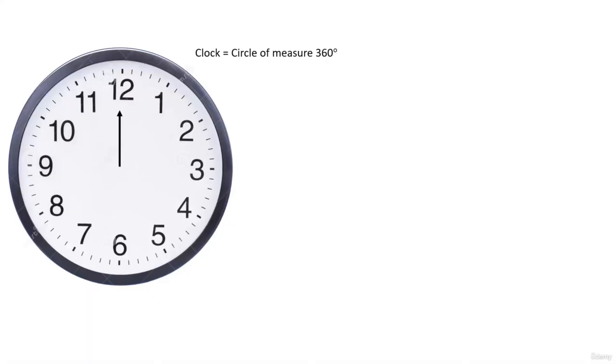Any analog clock basically is a circle whose measure we know is 360 degrees. Okay, and we know that the clock has 12 divisions. So every division measures how much? 360 upon 12, 30 degrees.